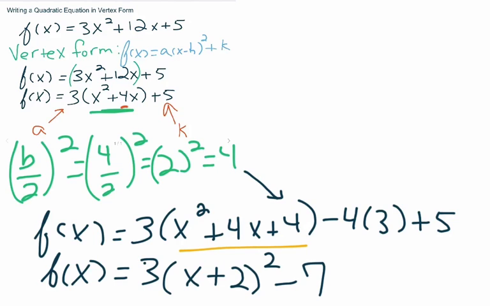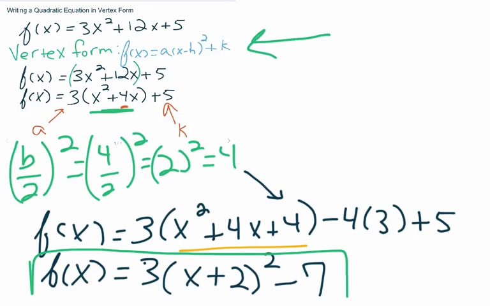And if you look at what we have here, this equation now matches the form f of x equals a times x minus h squared plus k. So we have written our quadratic function in vertex form.